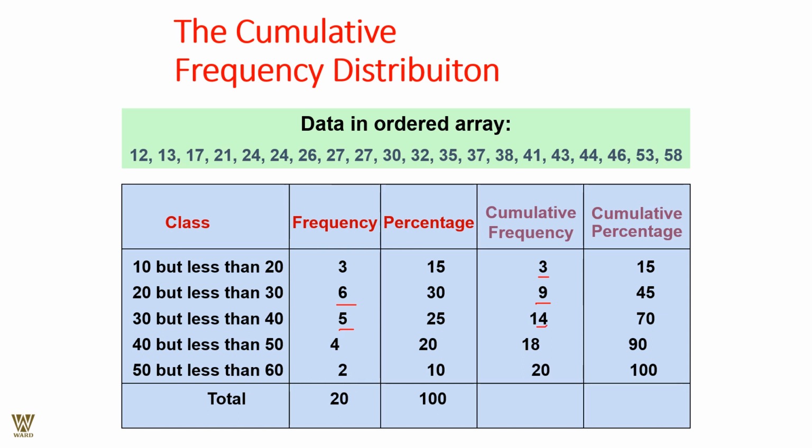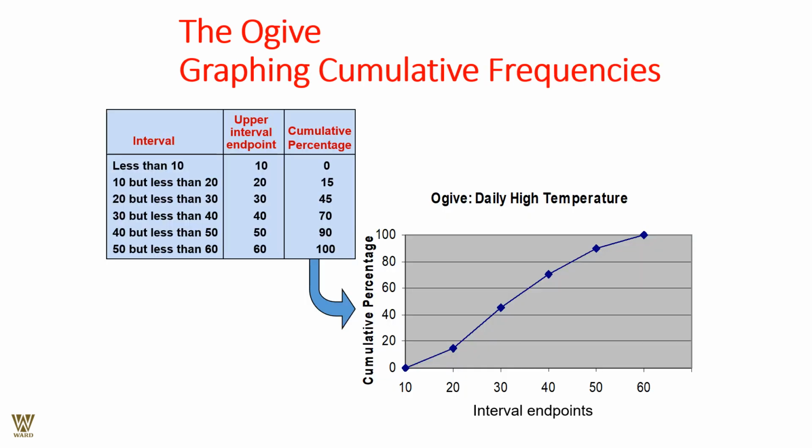And the percentage would also be cumulative. This is 15 percent. Yes, 15. 15 plus 30, 30 becomes 45. 45 plus 25 should become 70. And that is how it goes around. The data are in an ordered array. The ogive is how it comes around.